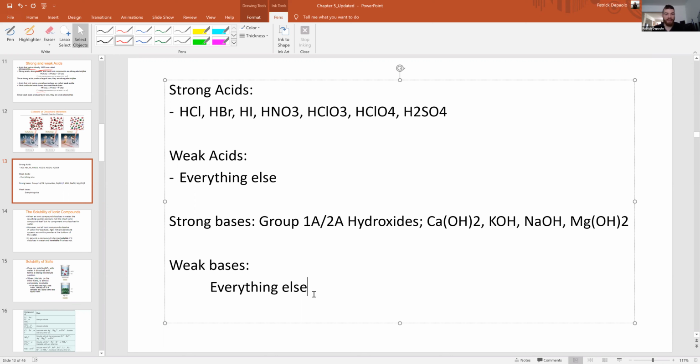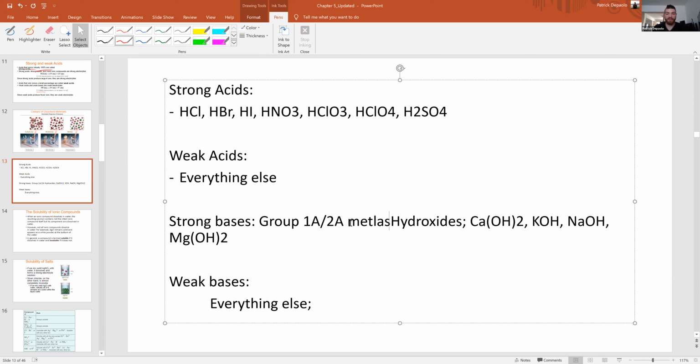Weak bases, everything else, meaning iron hydroxide, cobalt hydroxide, zinc hydroxide. Another thing, when I say group 1A and 2A, I don't mean hydrogen. Obviously, if you have a hydrogen with a hydroxide, that's water. So group 1A and 2A metals. That's important. Metal hydroxides.